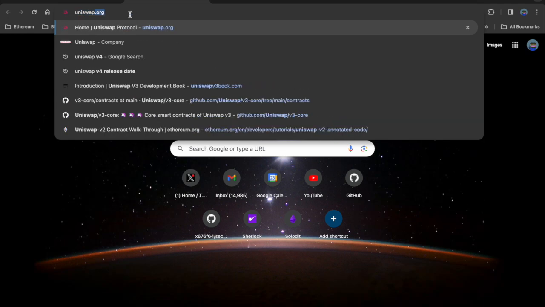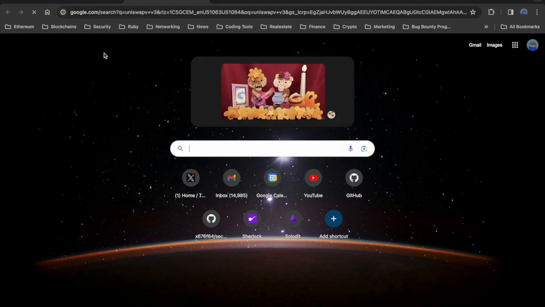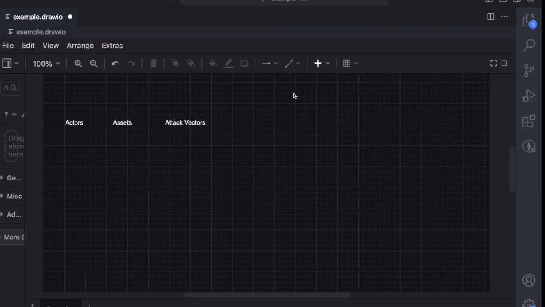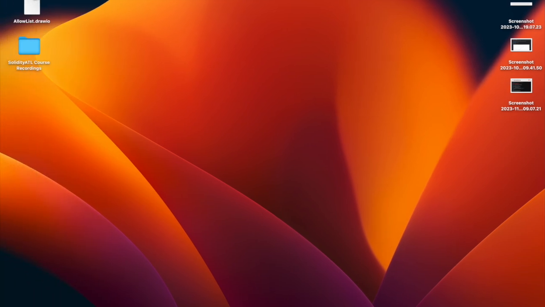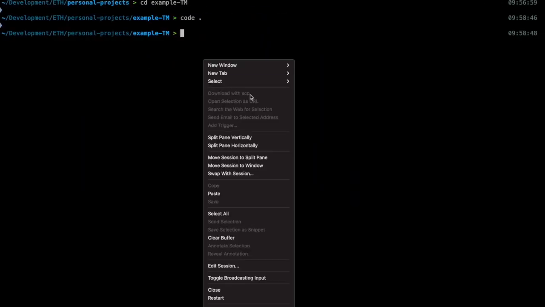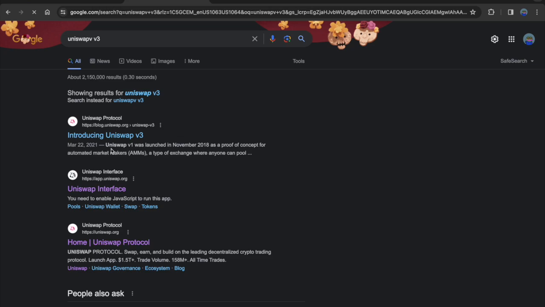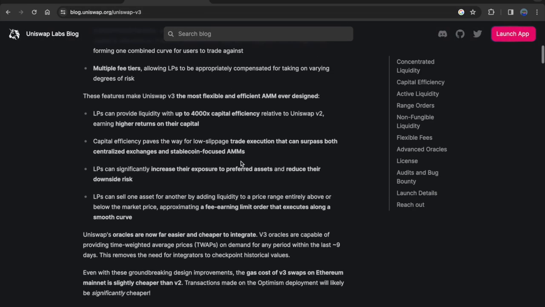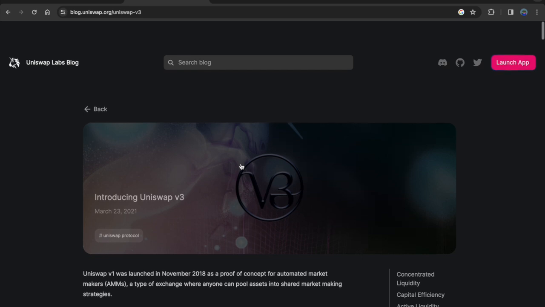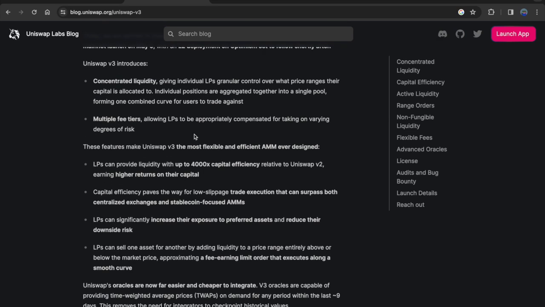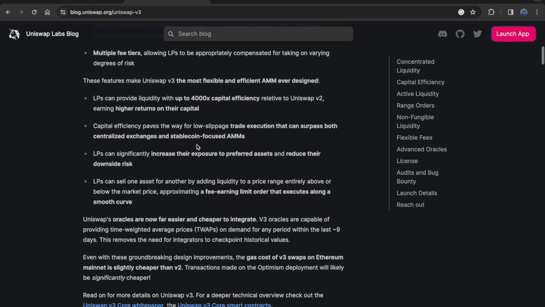So let's take a quick look. We're going to do Uniswap v3. Maybe a little bit longer than 5 minutes, but that is okay. All right, so let's just take a look. This is what I would typically do. I may look at a small blog or just some documentation on what Uniswap v3 is. Obviously, if you haven't looked at Uniswap v1, you should probably start there. But we're going to look at v3.